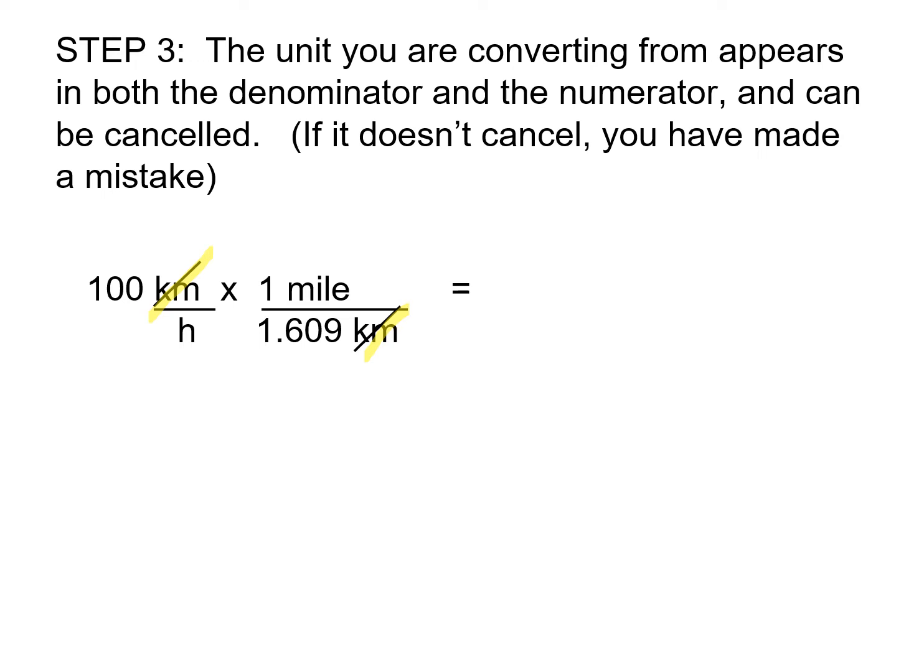And so we have 100 times 1 mile, so it'll give us 100 miles per hour. This will go back over here, and then we have 1 mile over 1.609. That gives us 62.2 miles per hour. So always look at your units. If you can't cancel them, you just made a mistake. You just have to go back and resort your denominator or numerator.